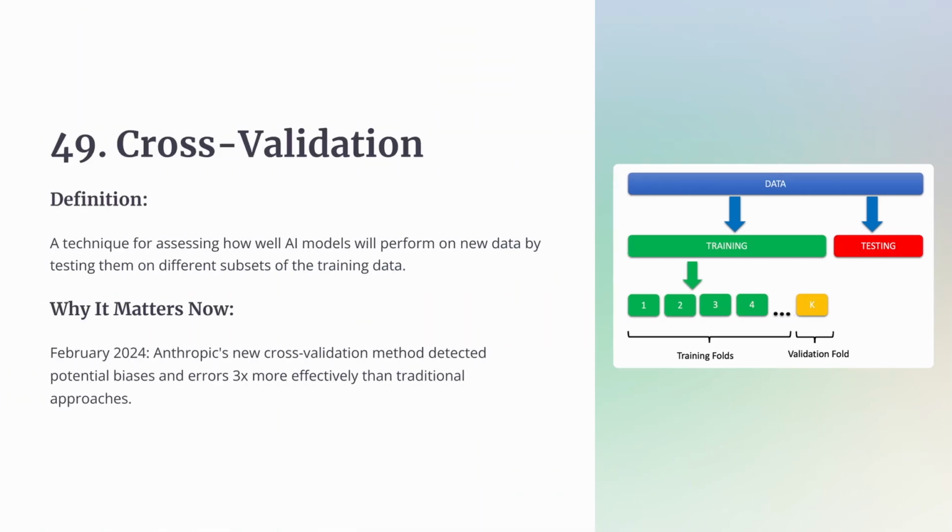Cross-validation is a technique for assessing how well AI models will perform on new data by testing them on different subsets of the training data. This is like testing a student's understanding by giving them different types of problems, not just the ones they've practiced. Anthropic's method is exciting because it's much better at spotting when an AI might be learning the wrong things or developing biases.